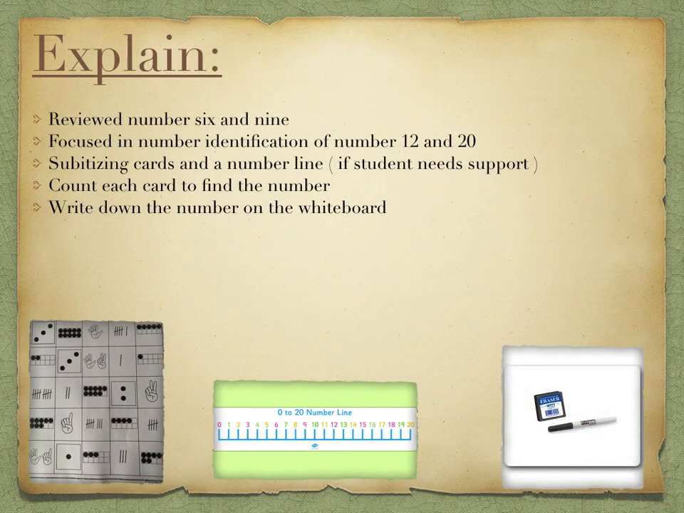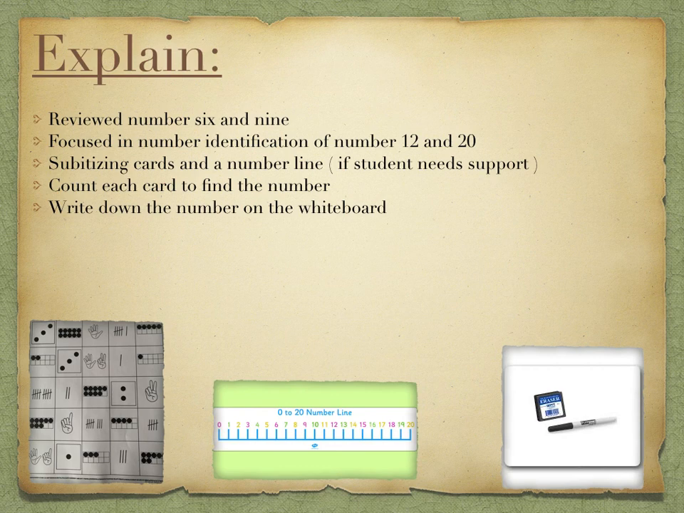Then on to the explaining section. What I did is we reviewed numbers 6 and 7 from our last session a little bit, just to make sure we reinforce it and practice it so he doesn't forget what the number 6 and number 9 looks like visually and with manipulatives. But during this session, what we did is we focused on the number 12 and number 20 because those were the next 2 numbers that he missed on his assessment.